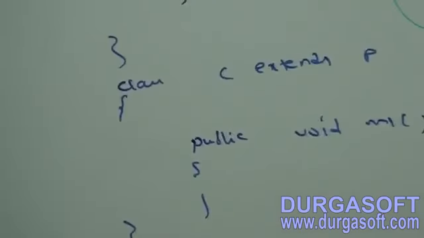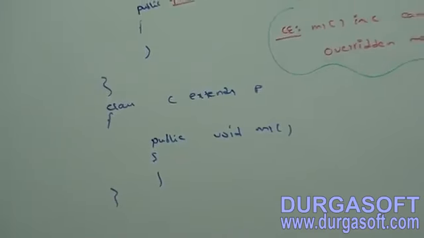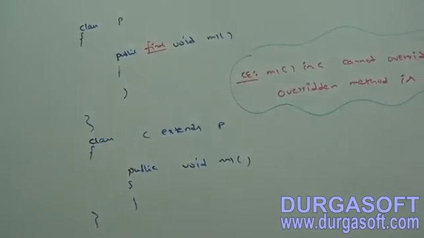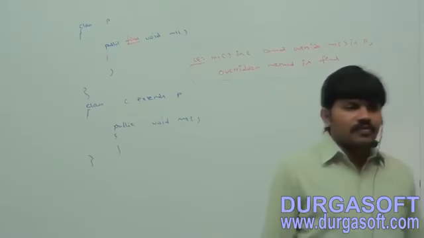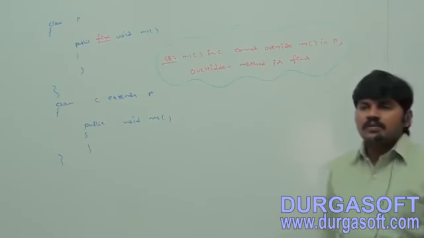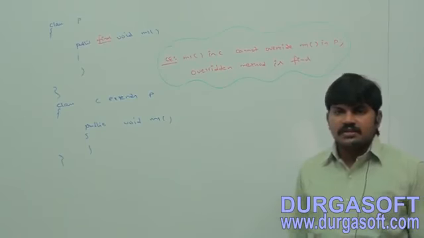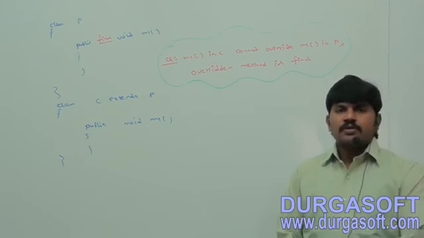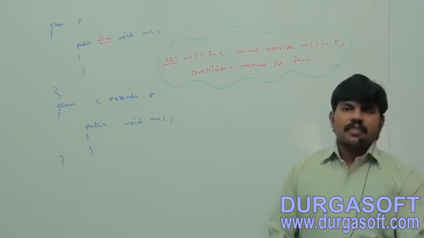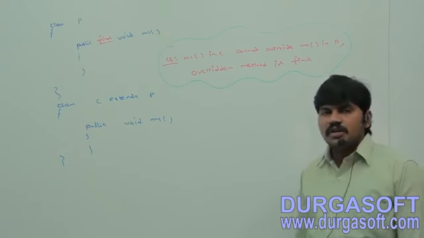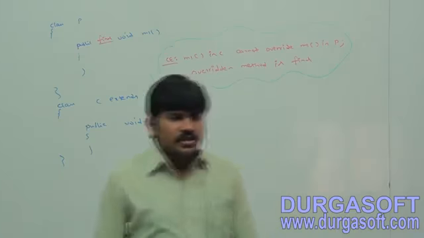So, in theory first, we can't override parent class final methods in child classes.